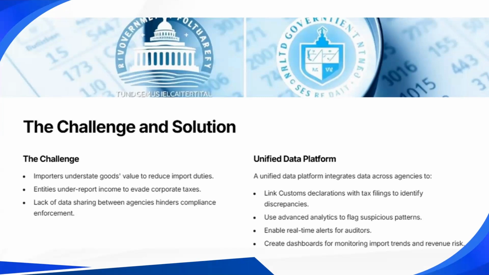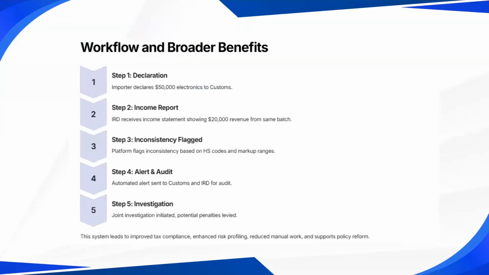so basically the challenges we have seen are importers understate goods, right? The value of goods for reduced import. Then entities under report. So just to avoid corporate taxes, they will do this. So having a look at this kind of use case, if the data is consolidated, there should be a trigger to say that, okay, there is something wrong here. Anomaly that needs to be understood. The system should trigger an alert for further review. So this is what the use case is.